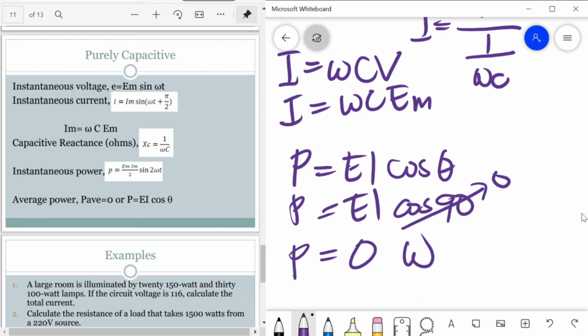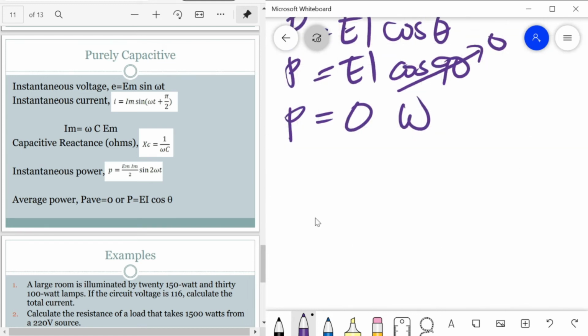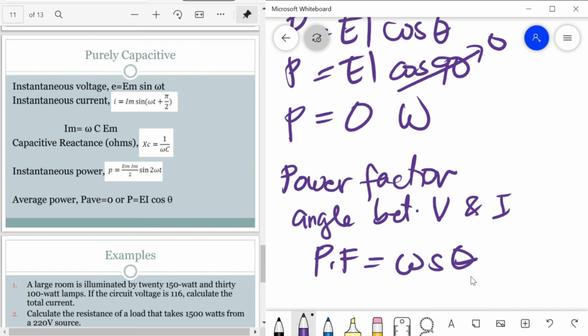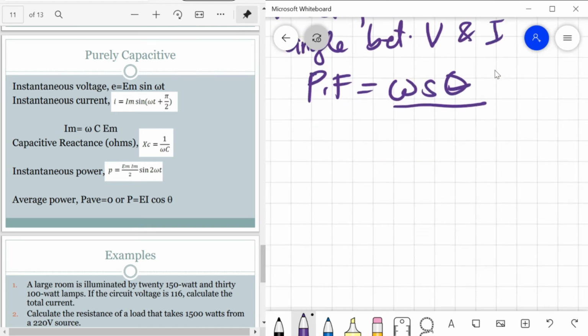Okay? So, our power factor is the angle between the voltage and current. This is equal to PF equal to cosine theta. Okay, this theta, or cosine of power factor, is the angle between voltage and current.